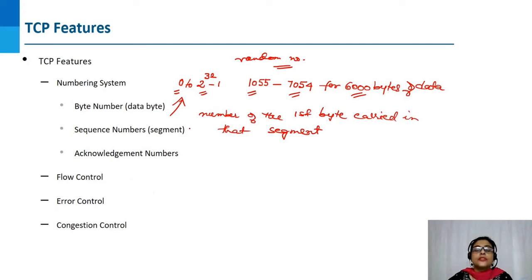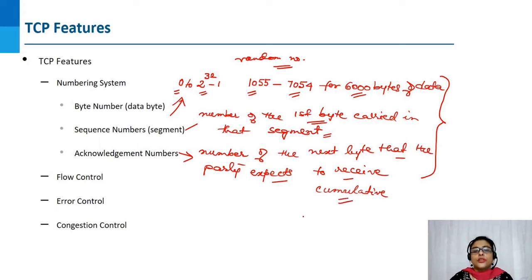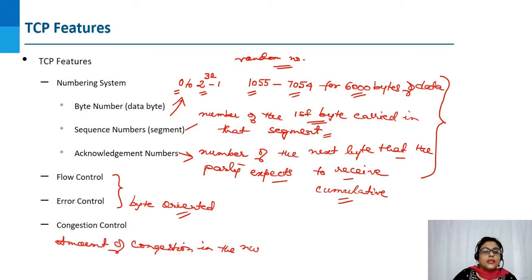Next, we have the sequence number, which is the segment number. And this basically is the number of the first byte that is carried in that particular segment. Next, we have the acknowledgement number. It is the number of the next byte that the party expects to receive. All these numbering systems have been discussed in the previous examples. This acknowledgement number is also cumulative in nature. This flow control and error control mechanism uses the byte-oriented approach in TCP. The congestion control mainly takes care of the amount of congestion in the network.